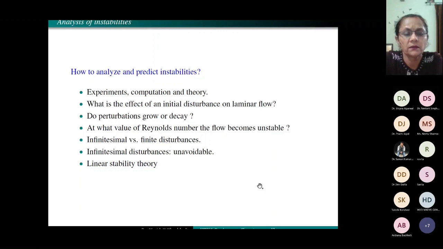Now, the magnitude of the disturbance is either finite or infinitely small. So these things, and another one: now we are going to use the theory, how to develop all those things to analyze by the theory. That I am going to discuss is the linear stability theory.